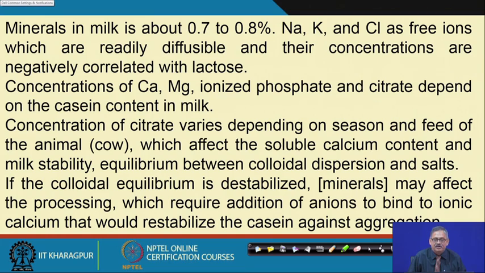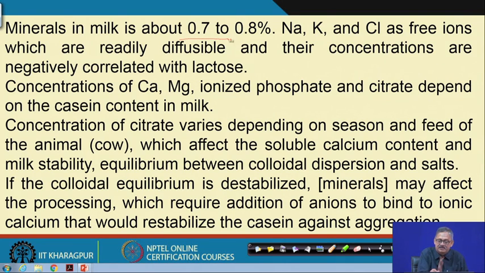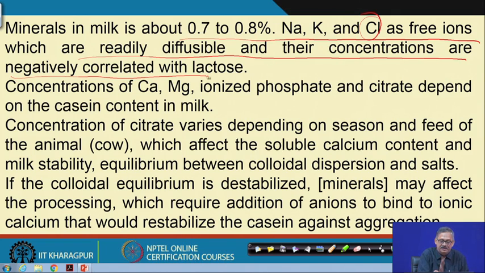Minerals in milk are about 0.7 to 0.8%: sodium, potassium, calcium, and chloride, which are readily diffusible and their concentrations are negatively correlated with lactose, right. So, what does it mean? That means if lactose concentration goes up, then the availability of these minerals is less. That is why they are negatively correlated with lactose.